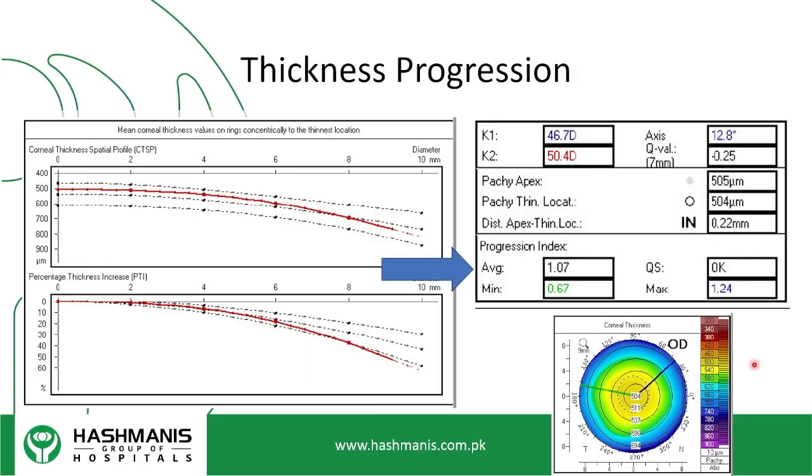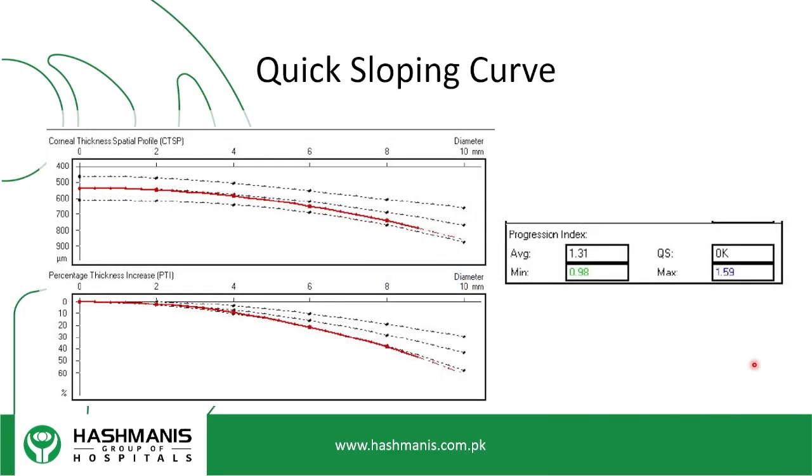So just quickly going through the types of curves that you can see. Within the first 6 millimeters, if you've got a sloping curve, this is known as a quick sloping curve. Now there are two types of slopes that you're seeing. One is the corneal spatial thickness profile, which is just based on the thickness.